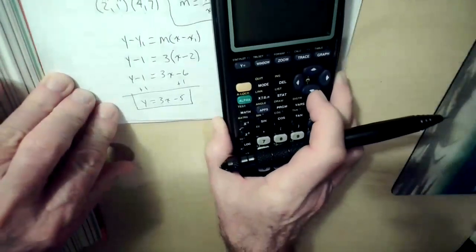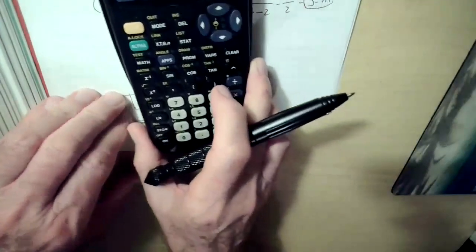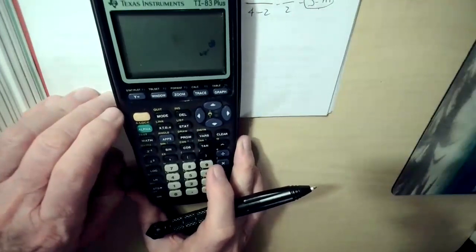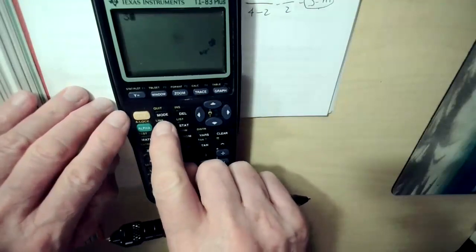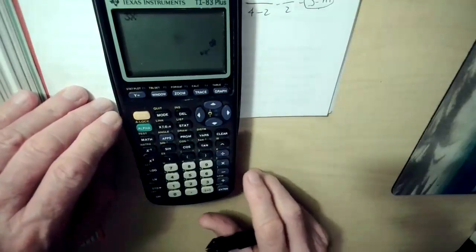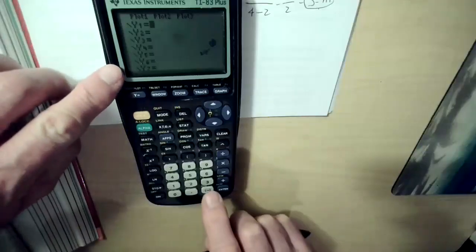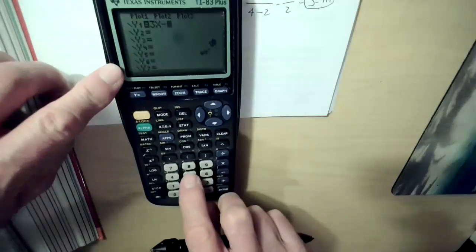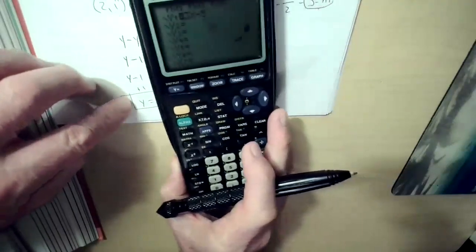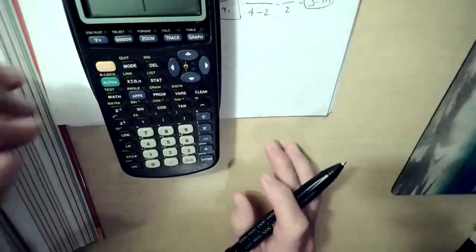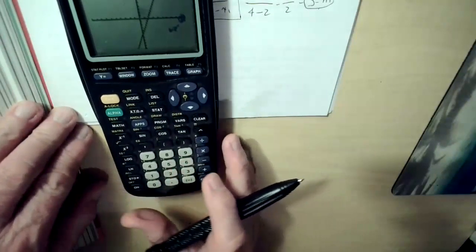Okay. So this is what we have. 3x minus 5. First you turn it on. And we get 3. The x is here. You have to go to y equals, which is up here. And we get 3x minus 5. Is that right? Yes. Now we go to the graph.